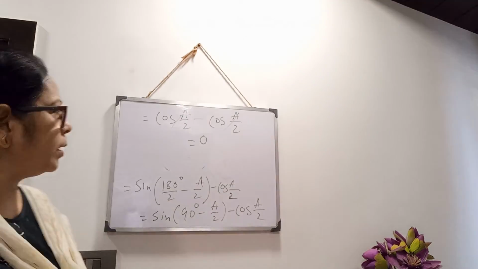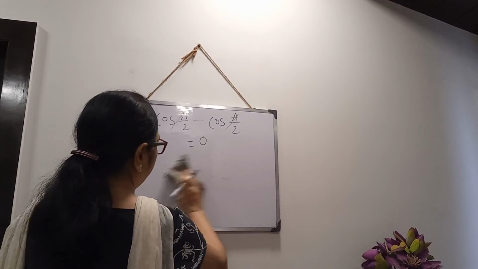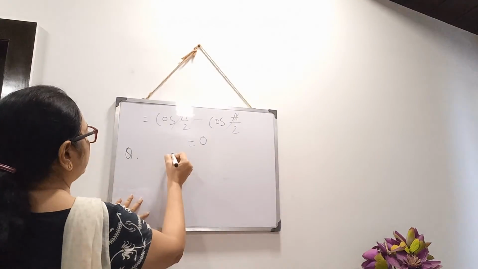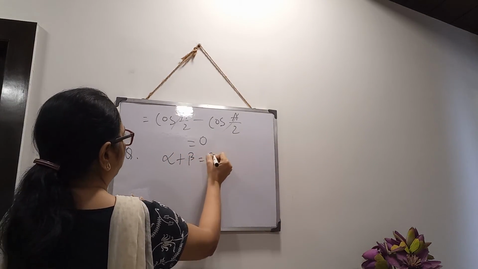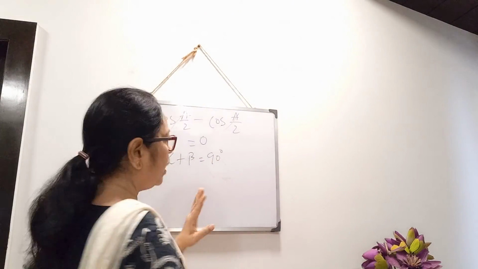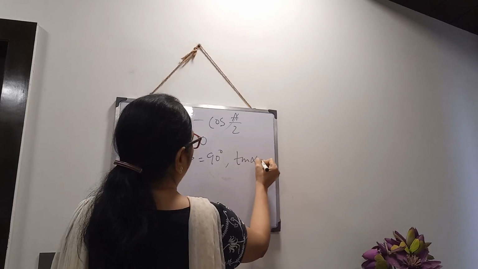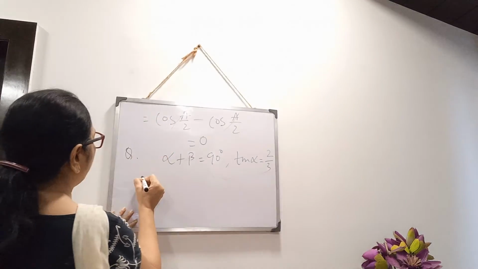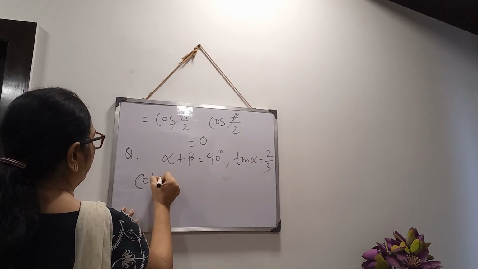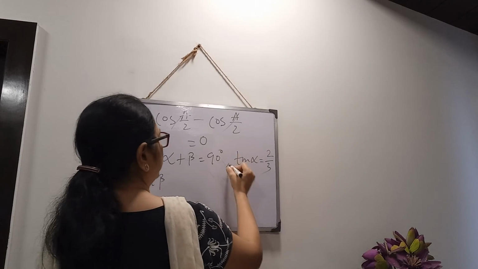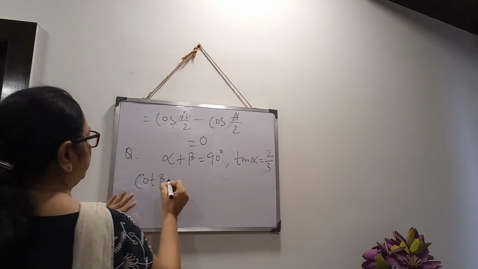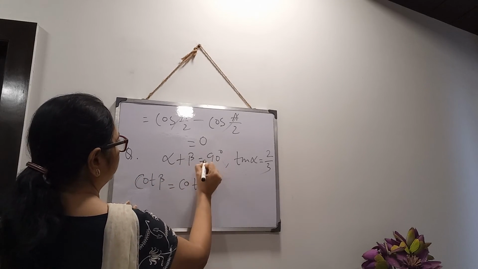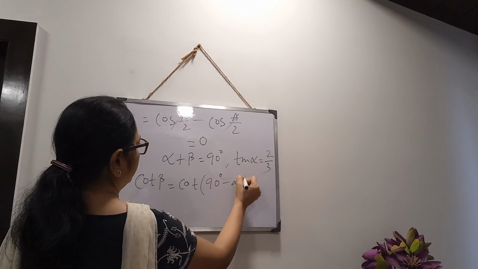Another sum, see, it may come in the MCQ part like this. If alpha plus beta are complementary, that means alpha plus beta equals 90 degree, and the value of tan alpha is 2 by 3. Calculate the value of cot beta. Here we know the value of tan alpha, we have to calculate the value of cot beta. So what we can do, we will convert beta in terms of alpha. So beta means 90 minus alpha.